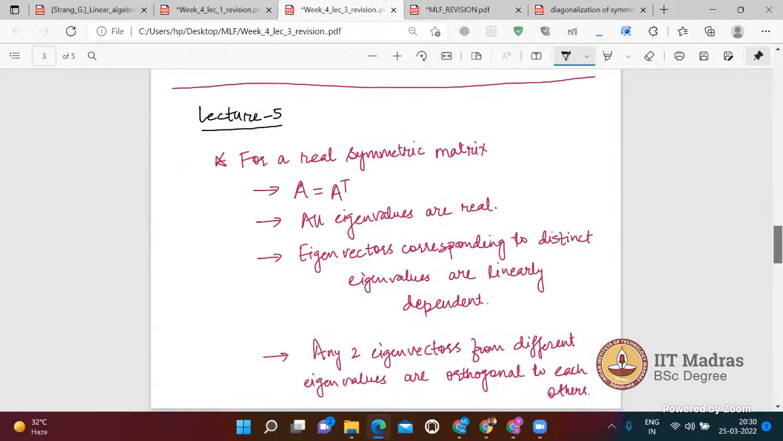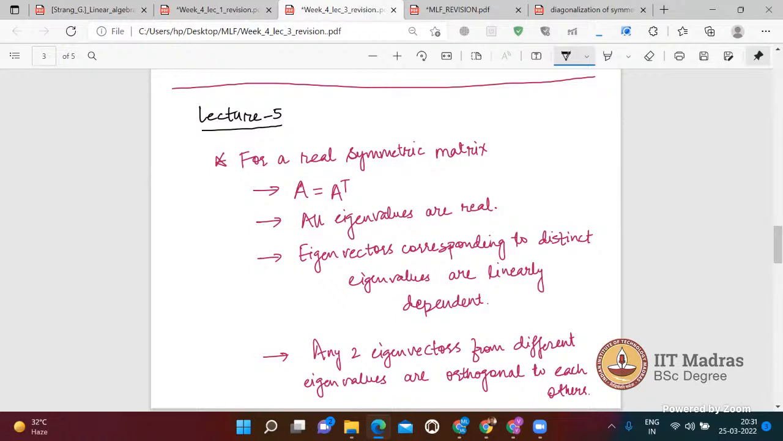Okay, in the last lecture we just talked about the symmetric matrix. If A is a symmetric matrix, then A equals A transpose, that is, the transpose of A will be equal to A. And there are some important properties of the symmetric matrix.